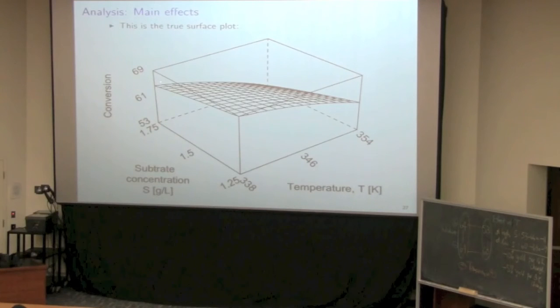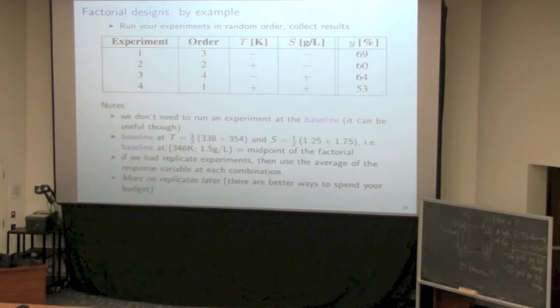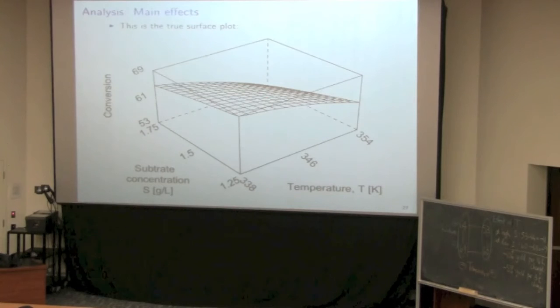Over here, temperature, high substrate concentrations, experiment number 3 on the left, and this one over here on the right is experiment number 2. So you can orient yourself in a 3D world, taking this table over here, 69, 60, 64, 53, and that's what we acquired. We don't actually know that the surface has this shape, right? All that we've done is we simply got the 4 corner points, but I'm showing you what the truth is in between the 4 points.